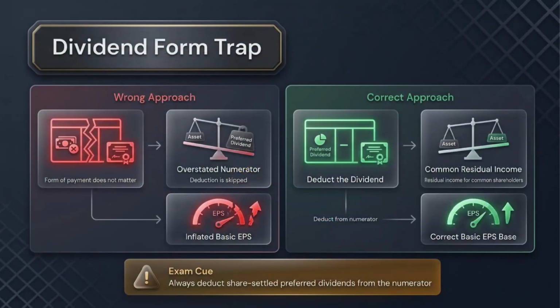Here is the mistake many students make. They see that no cash was paid and assume there is no numerator effect. That is wrong. EPS is not asking whether cash left the company. It is asking how much income remains for common shareholders after preferred claims. If preferred shareholders receive their dividend in common shares, the claim still exists. The right answer is to deduct the preferred dividend from the numerator.